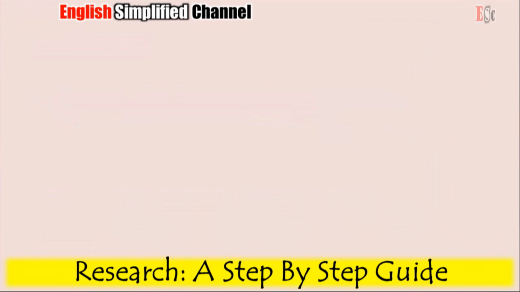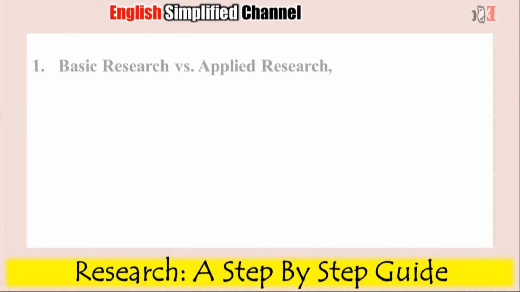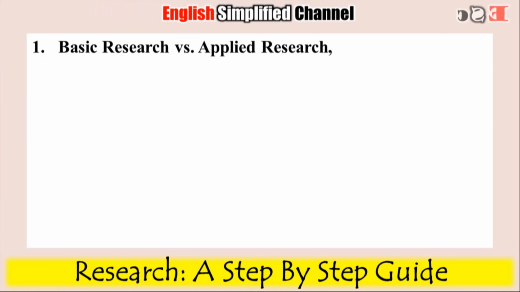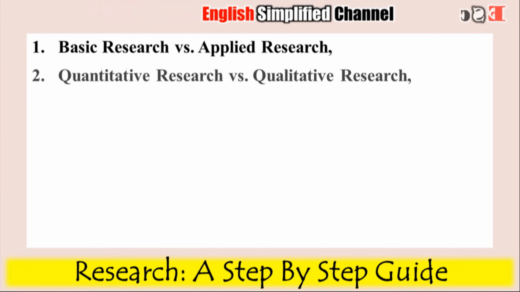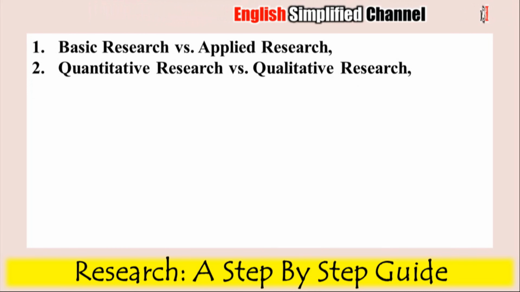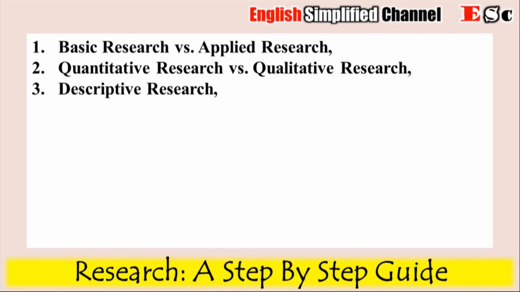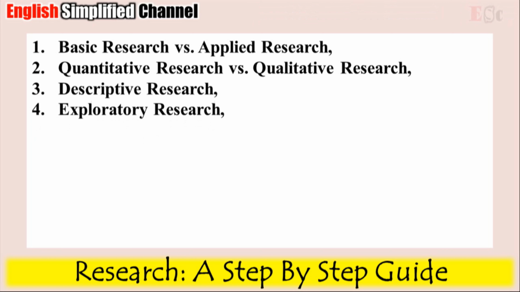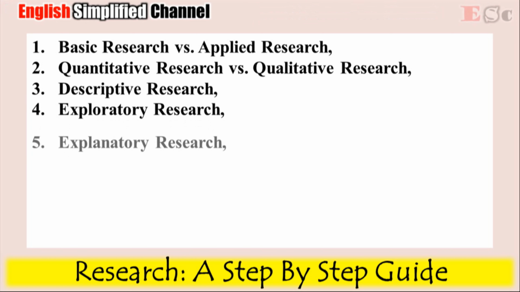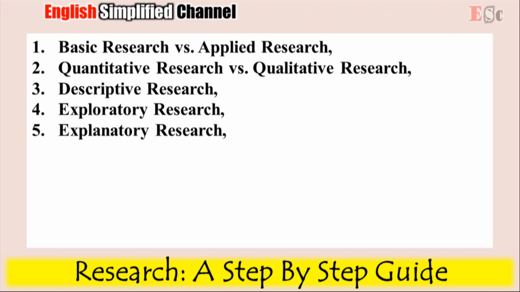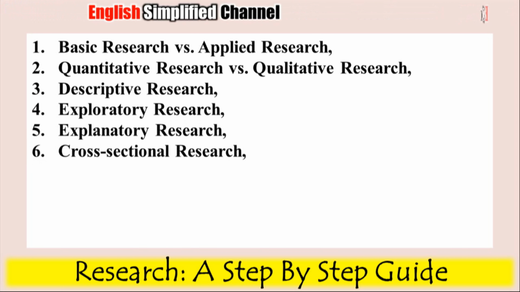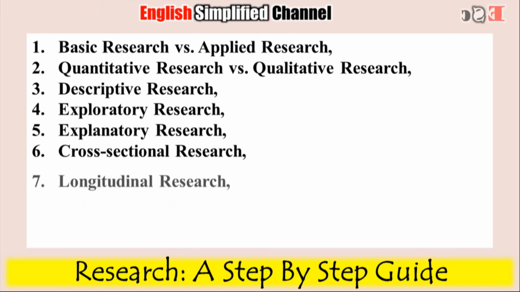Research can be classified into several types based on various criteria. Here are some common classifications. 1. Basic research versus applied research. 2. Quantitative research versus qualitative research. 3. Descriptive research. 4. Exploratory research. 5. Explanatory research. 6. Cross-sectional research.